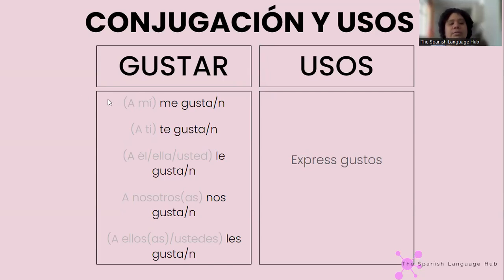Also, something that I almost forgot to mention, this part here that is in gray and in parentheses is there on purpose, because this is optional, all right? You will see this happening, but it is optional if you want to emphasize, right? So we will say "me gusta, gustan," or "a mí me gusta, gustan, a ti te gusta, gustan." That slash n means that it could be either gusta or gustan. "A él, ella, usted, le gusta, gustan. A nosotros, nosotras, nos gusta, gustan. A ellos, ellas, ustedes, les gusta, gustan."